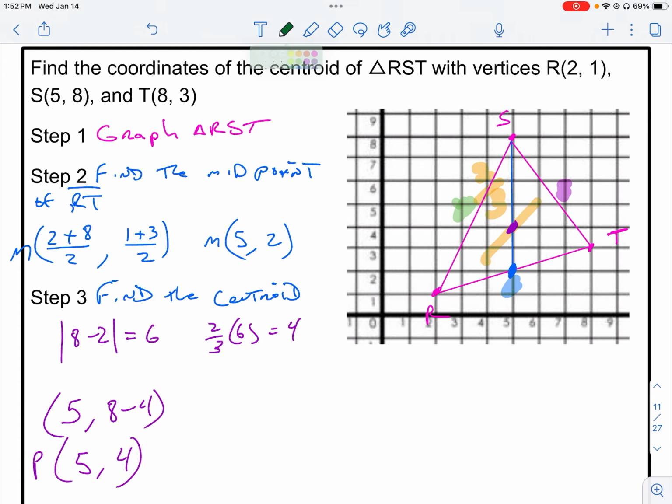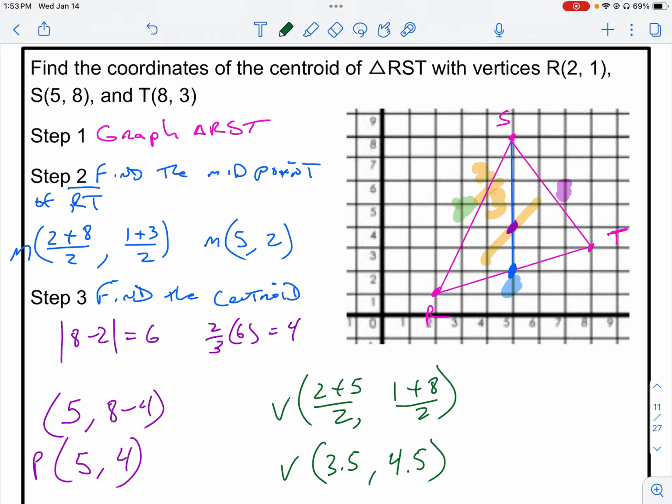Well, let's double check. Let's find the midpoint of RS, because then I can match that up with my vertex T and see if it crosses in the same point, see if our thought process was good. So the midpoint of RS is 2 plus 5 over 2. We'll call that V. And then we get 1 plus 8 over 2. So 2 plus 5 is 7, divided by 2 is 3.5. 1 plus 8 is 9, divided by 2 is 4.5. So that's where my V is. So I get 3.5 and 4.5. I'm going to be right there. So let's match these guys up with a straight line. And look at that, right through where I thought the centroid was going to be.